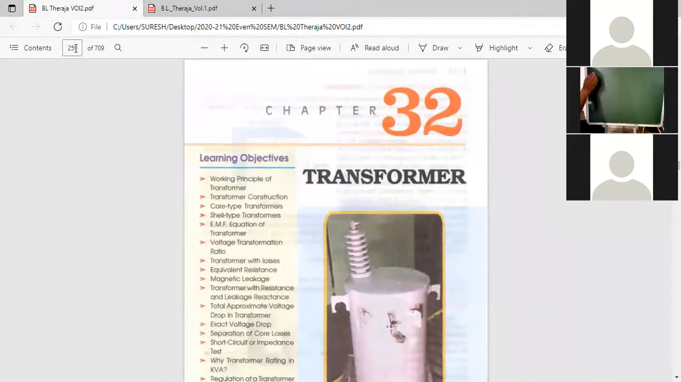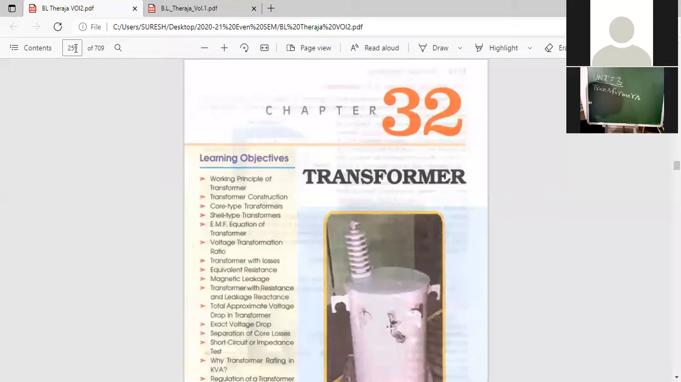Next we'll go to... we have completed unit 2. We'll start unit 3. Unit 3 is your transformers. We'll start the transformers now.